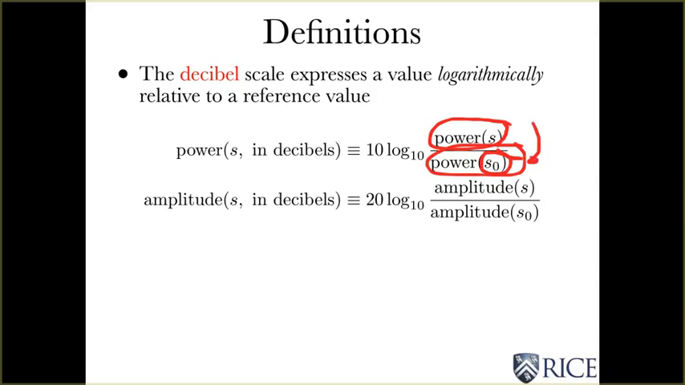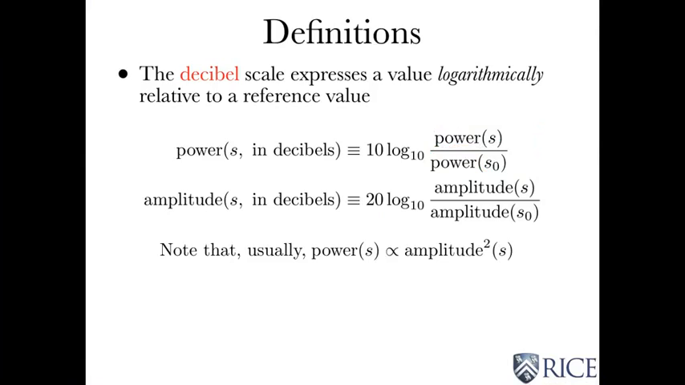You take the ratio between the two, evaluate the log base 10 of that ratio and multiply by 10. The 10 is the deci part. And that is the definition of the power of a signal expressed in decibels. Now this second definition down here for specifying the amplitude of a signal in decibels is different. Notice that it's 20 sitting out here, but it turns out that 20 is there because it's consistent with our relationship between power and amplitude.